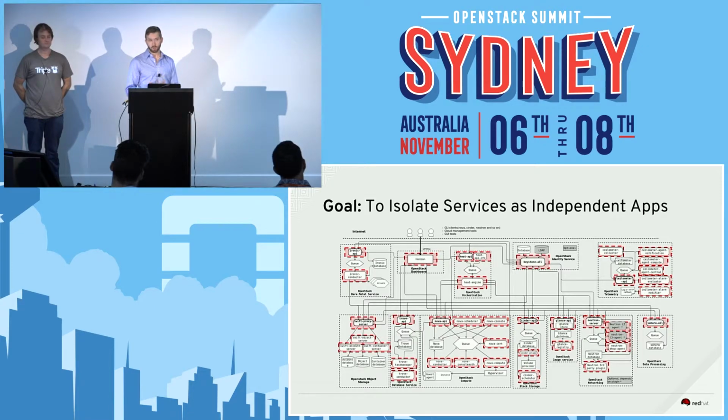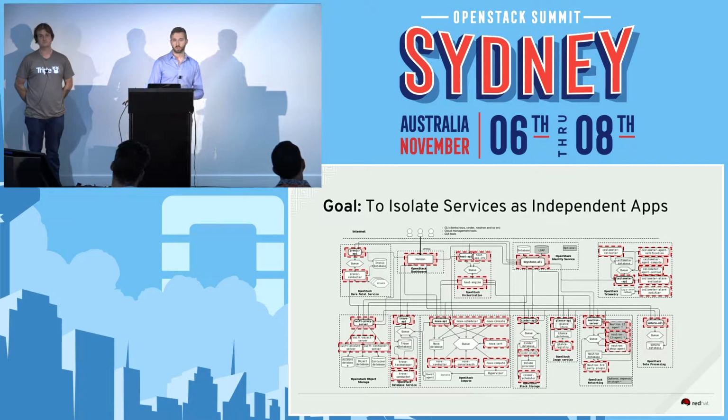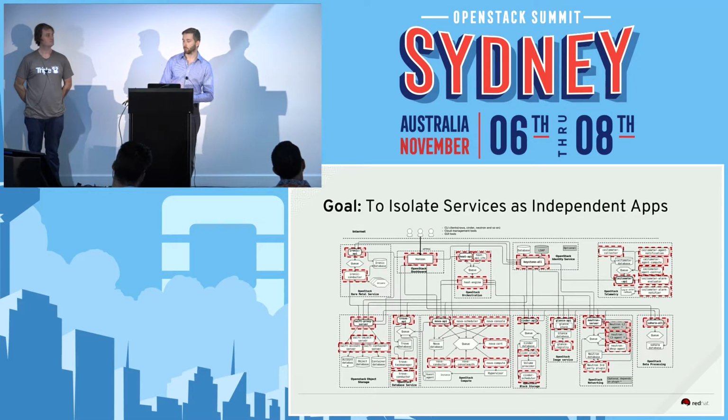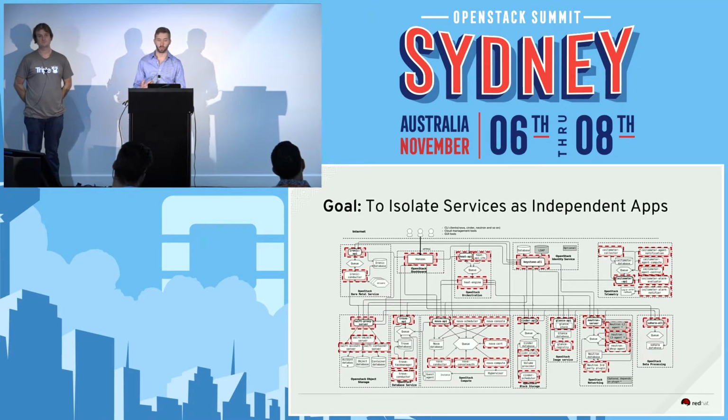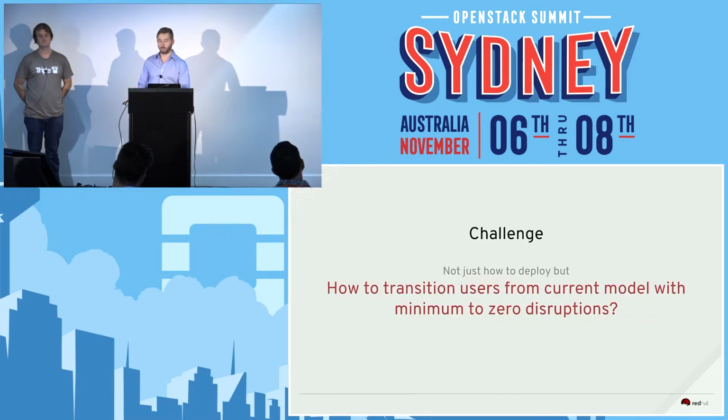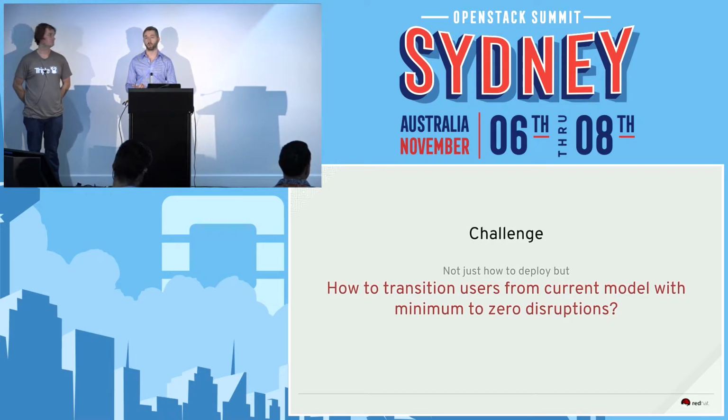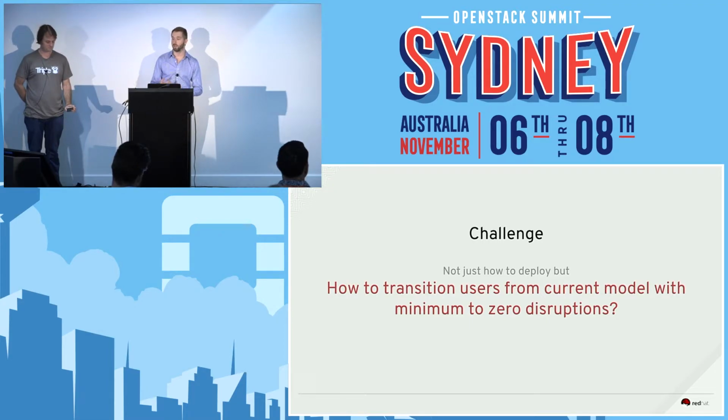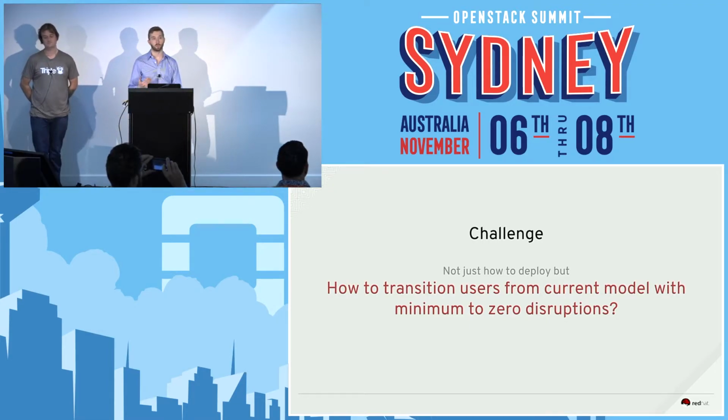There are multiple projects in the OpenStack community which are deploying OpenStack in containers, but the real challenge is not to deploy OpenStack in containers from scratch, but how you transition the users from the current model, from baremetal deployments, to the new world of containers with minimum to zero disruption. And that's the challenge which we are facing at the moment and which we are trying to address within the OOO project.